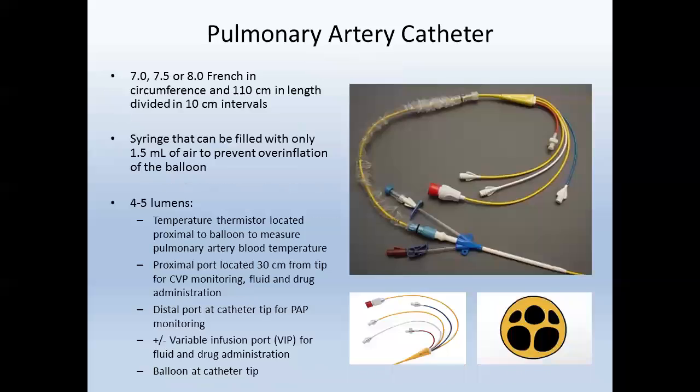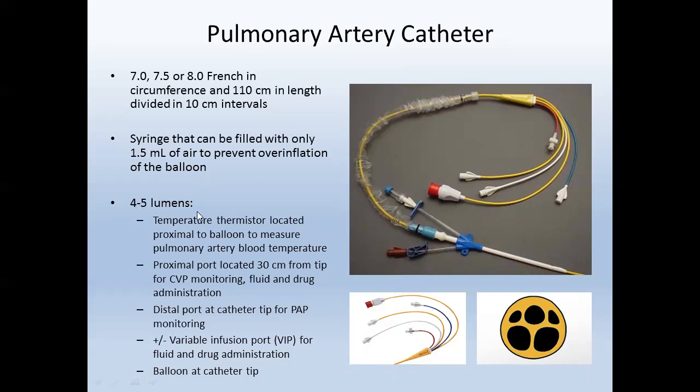So coming back to the reality of the pulmonary artery catheter, it comes in 7 French, 7.5 French, and 8 French. So we put a 7 French venous sheath in the right internal jugular vein, and through that we use any of these catheters. It's 110 centimeters in length, and if you see, there are markings here, right? The distance between 2 markings is 10 centimeters. It comes with a syringe, which is 1.5 ml, and that syringe is used to inflate the balloon at the tip.